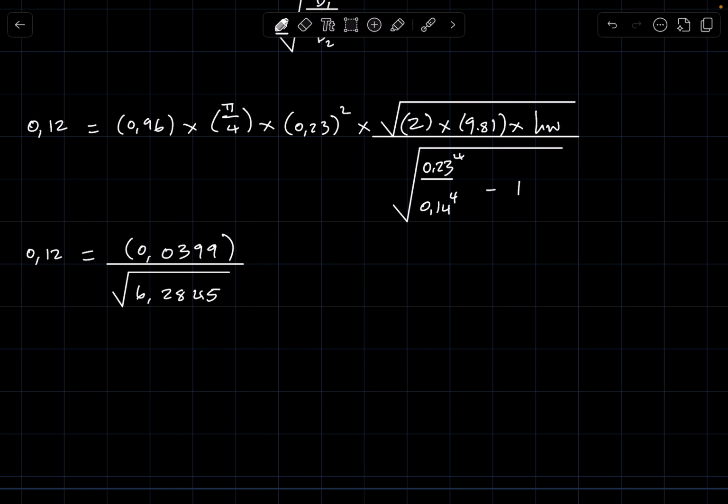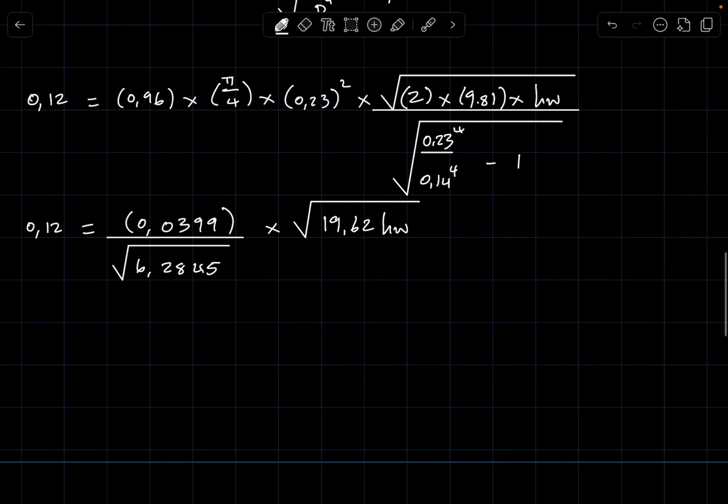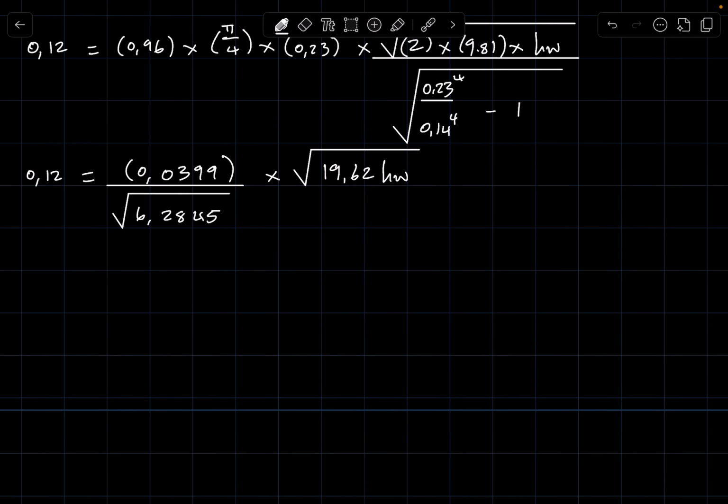And then the numerator, which is this. If you calculate what is on the inside, the 2 times 9.81, we are going to get the square root of 19.62 HW, which is the pressure head difference between point 1 and point 2.